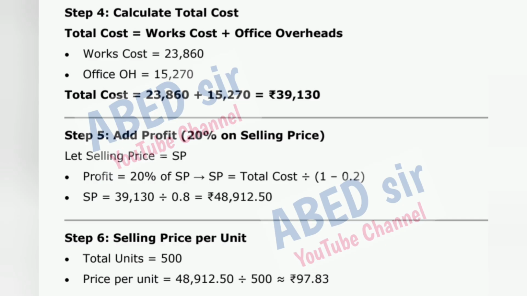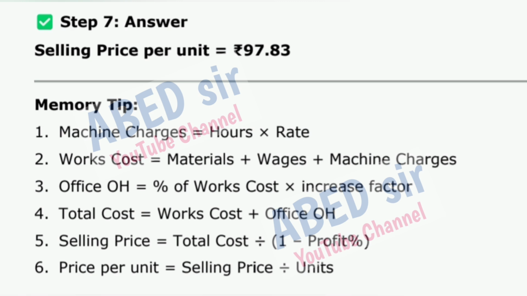Total units is equal to 500. Price per unit is equal to 48,912.50 divided by 500, which is 97 rupees and 83 paise. Step 7. Answer. Selling price per unit is equal to 97 rupees and 83 paise.